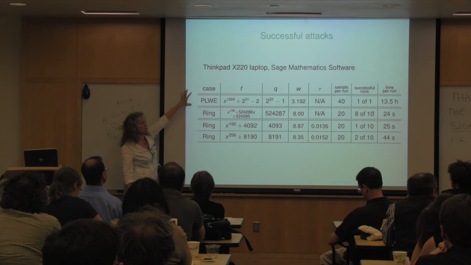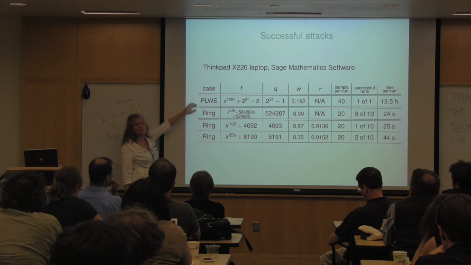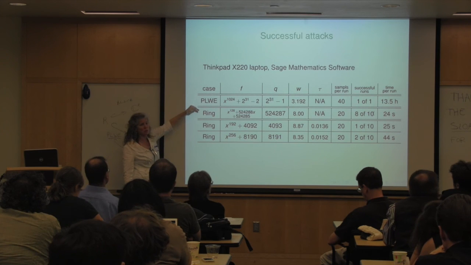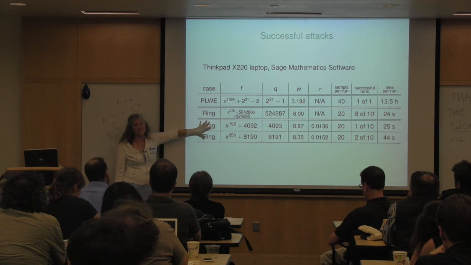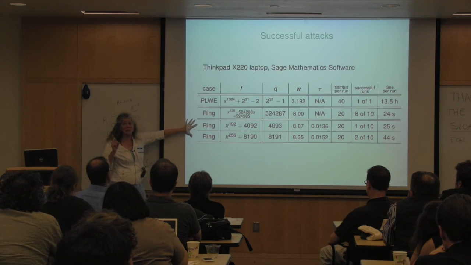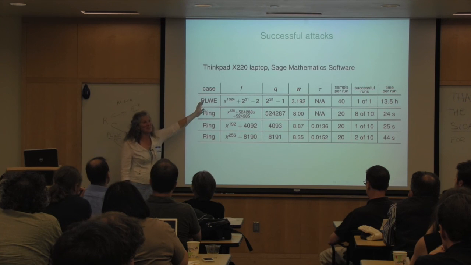So from this table, the message I would like you to take away is that there's no difference in the attack time between PLWE and RLWE, but there's a difference in the time to actually generate samples, which in itself should be enough to convince you that we do not use RLWE for crypto. We use PLWE for crypto.